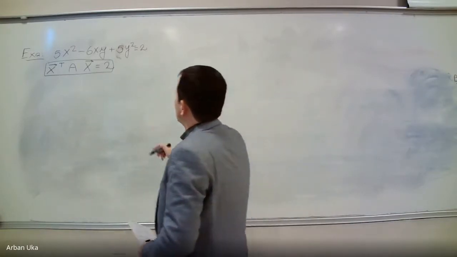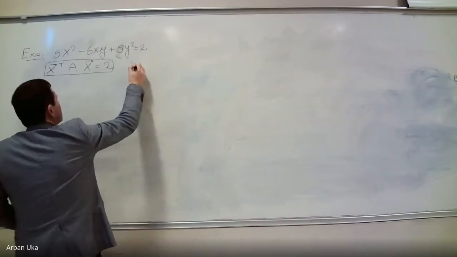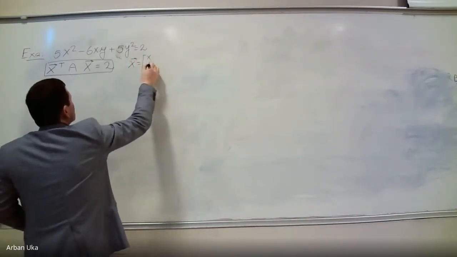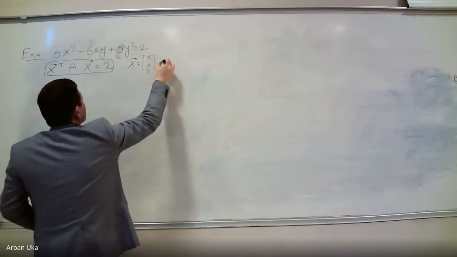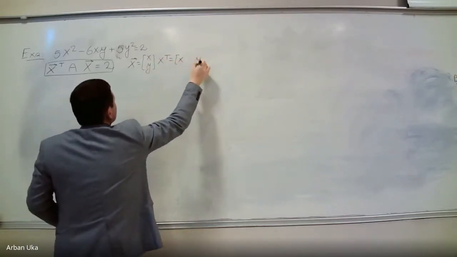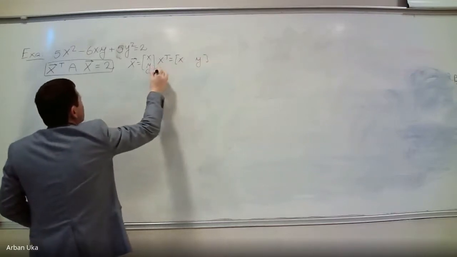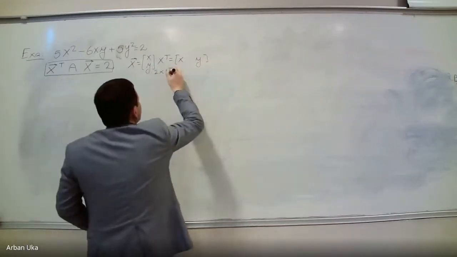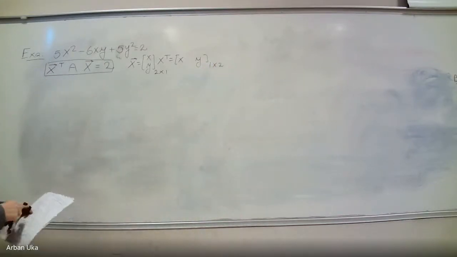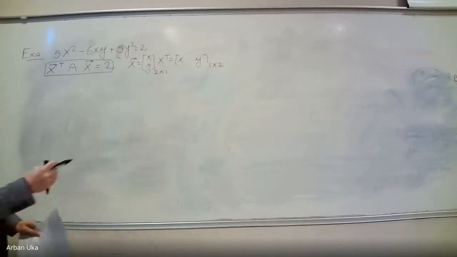Let's see what the vector x is. Vector x in this case is going to be the x and y. And the x transpose is going to be x y, like this. So x itself is 2 by 1. X transpose is what? It is 1 by 2.